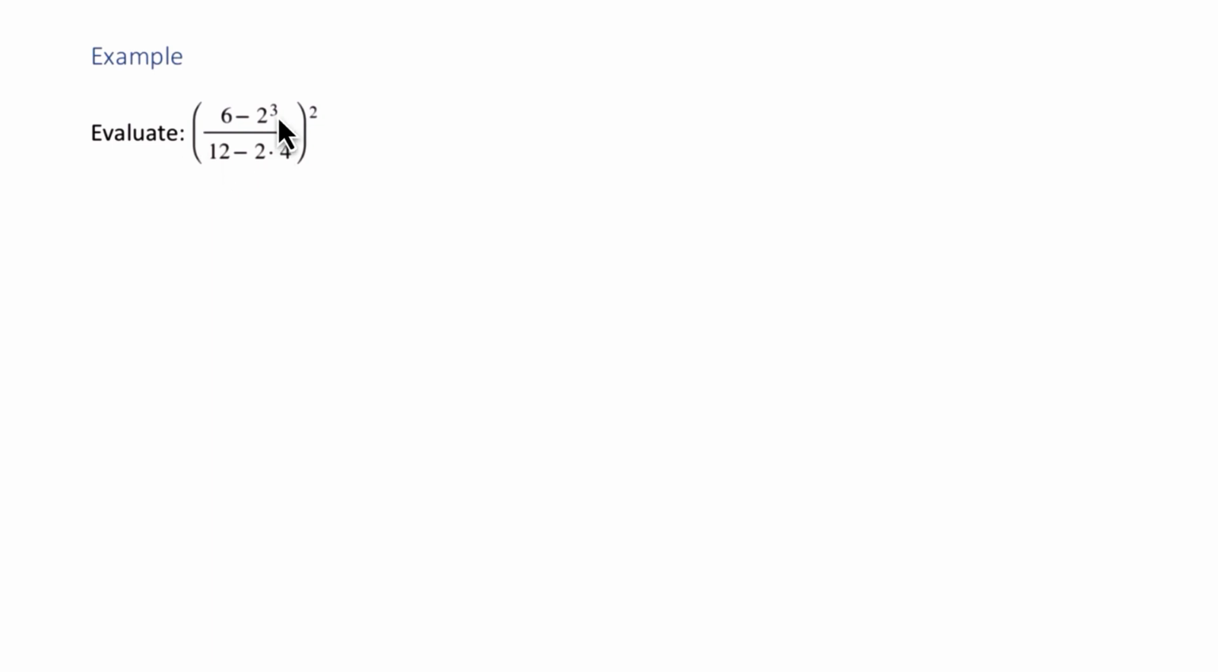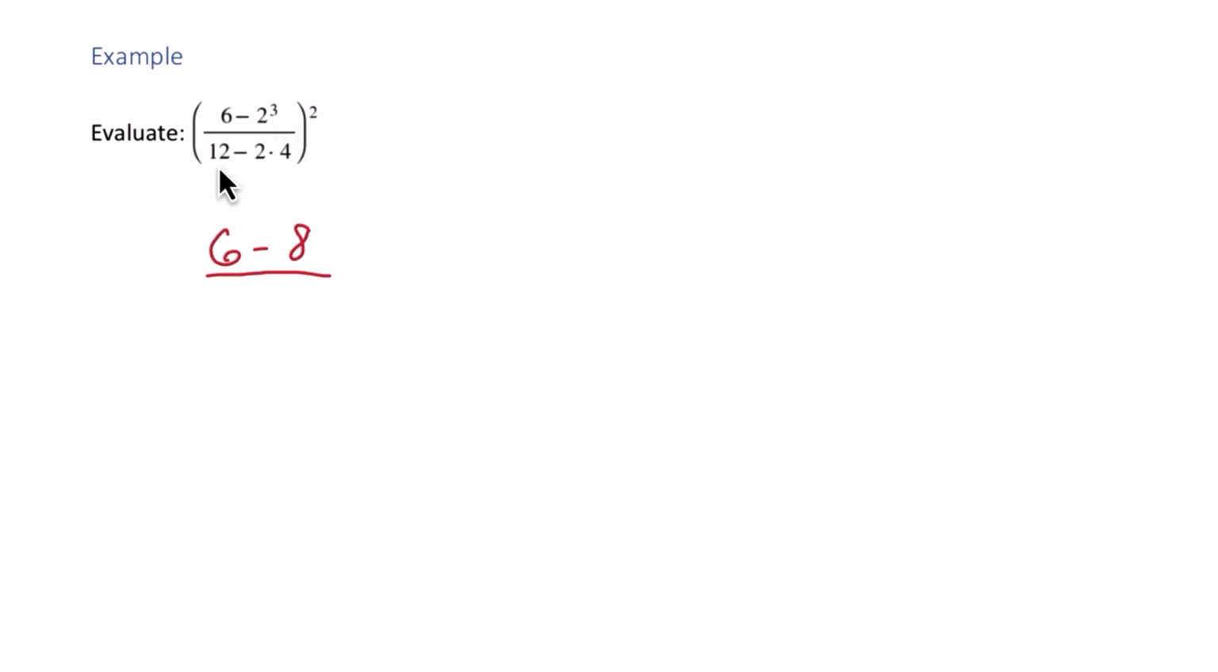In this example, we have a fraction with operations in the numerator and the denominator, and then we also have an exponent on the outside of that big fraction. Again, order of operations says deal with the innermost operations first. So we'll start inside the parentheses, and again, we'll treat the numerator and denominator as separate problems. So looking at the numerator, we have 6 minus 2 cubed. The first thing we need to do there is the exponent, 2 cubed. So we have 6 minus 2 cubed is 8.